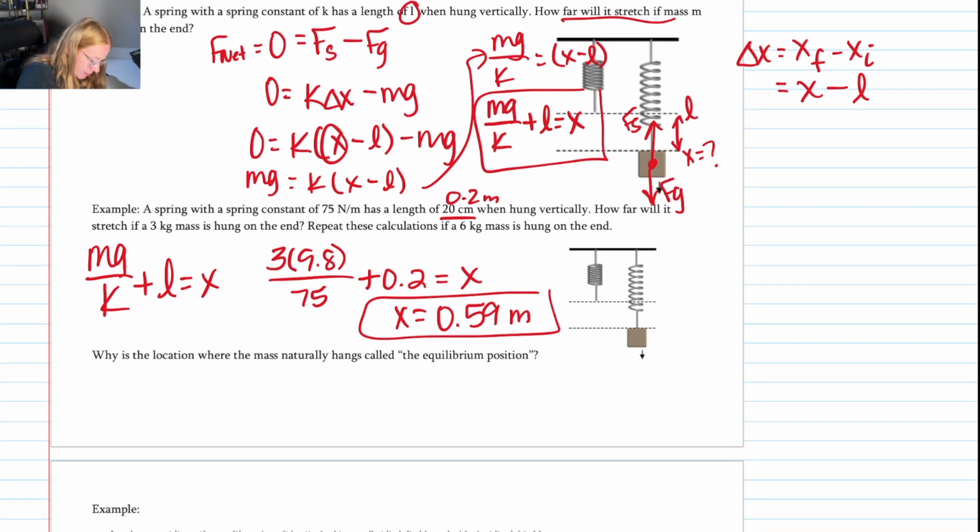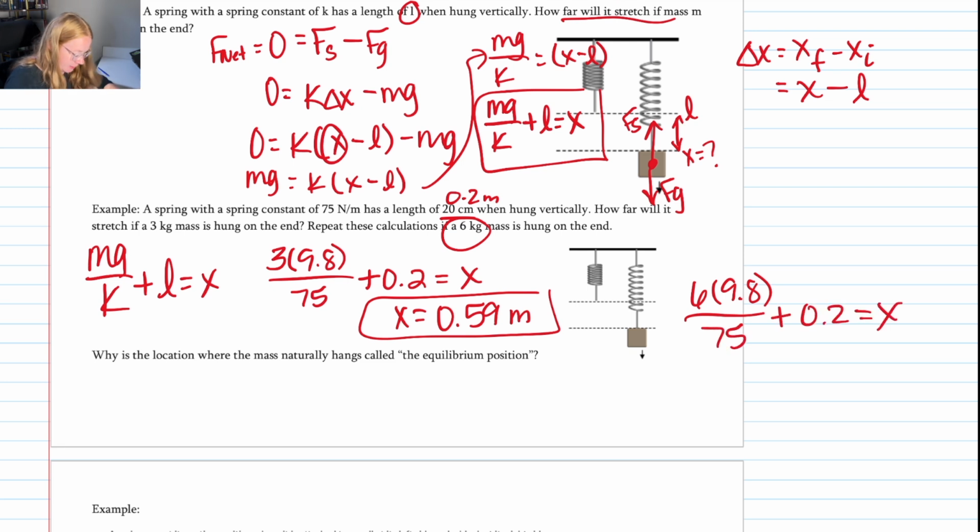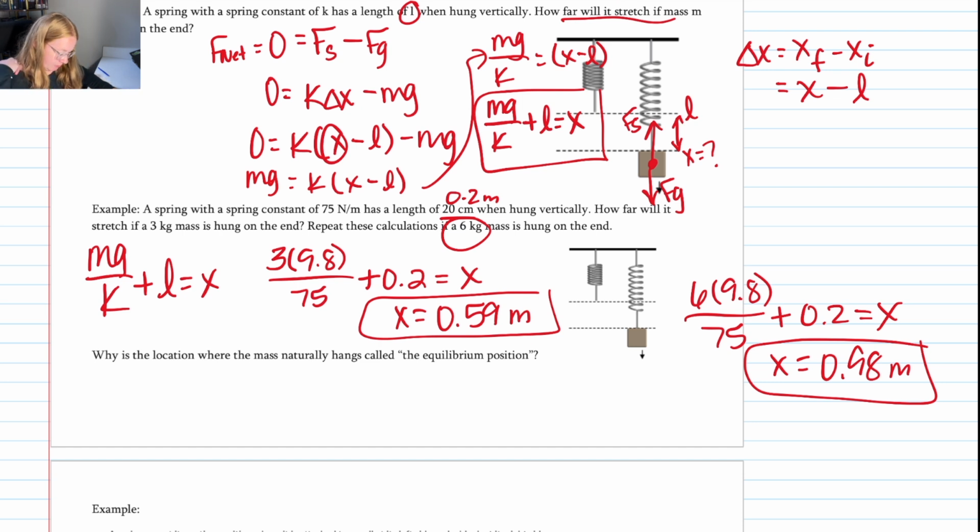It says repeat it if a 6 kilogram mass were hung. So if a 6 kilogram mass were hung, the only thing that would change is that 3. Everything else should stay the same. So let's see how that's affected. And we got a value of 0.98 meters, which does make sense. We have double the mass and we pretty much have double the stretch. So that does logically check out.